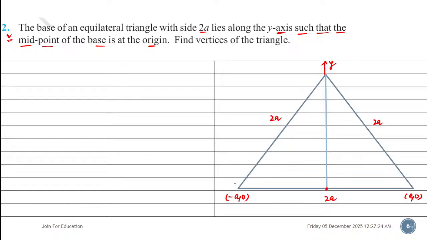Suppose we name these points. Suppose this is the A, this is the B, and this is the C, and suppose this is the D. So D is the midpoint and this is the origin. So this is the 0, 0. Okay, we find out what is the value of this one. Suppose this is a right angle triangle and this is the a. So we apply here. Let's see the solution.